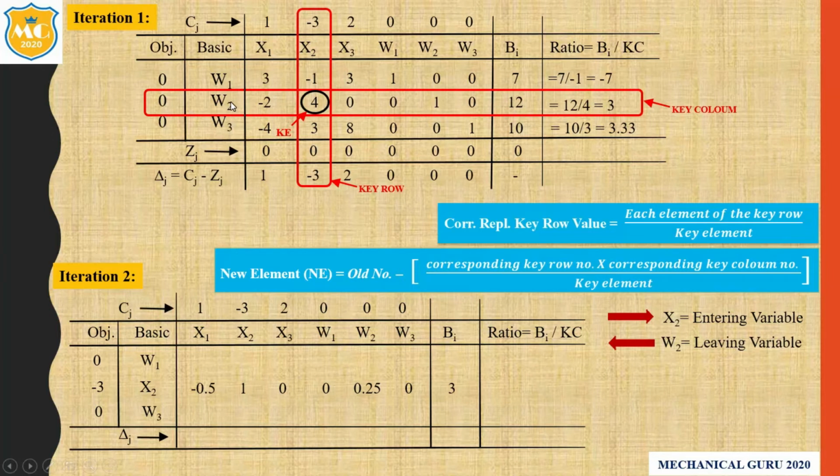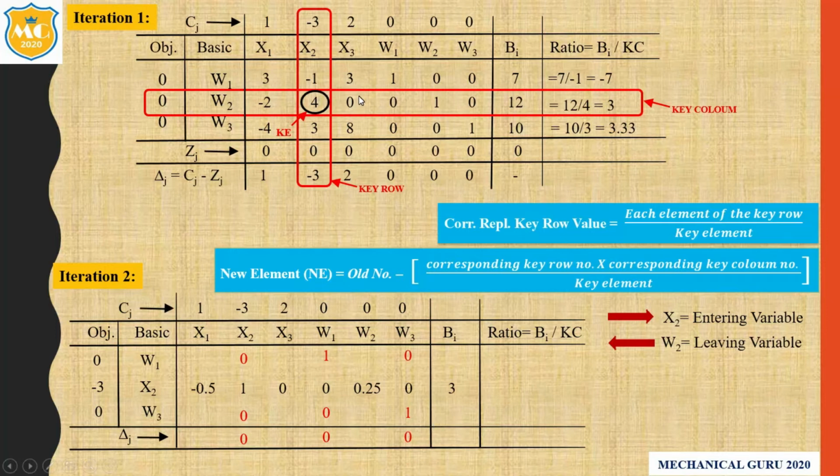So here W2 is a leaving variable and X2 is an entering variable. So just go to the W2 column. In that W2 column the values are 0, 1, 0 and 0. So just copy and paste in the x2 column. Just copy the W2 column values and paste in the x2 column except the zj value. Next W1, so W1 values 1, 0, 0, 0, just copy and paste as it is here. Similarly W3 values 0, 0, 1, 0, just copy and paste it.